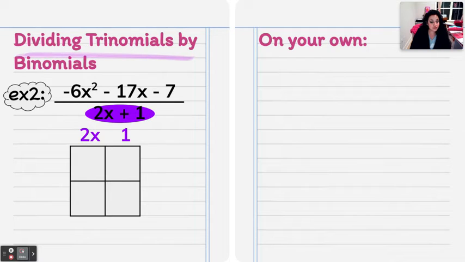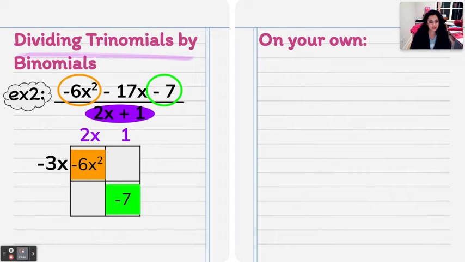So now I take my first term and it goes in the first box. Take my last term and it goes in the bottom right box. So I have to figure out what times 2x is negative 6x squared. If you said negative 3x, you are correct. Negative 3x times 2x is negative 6x squared.